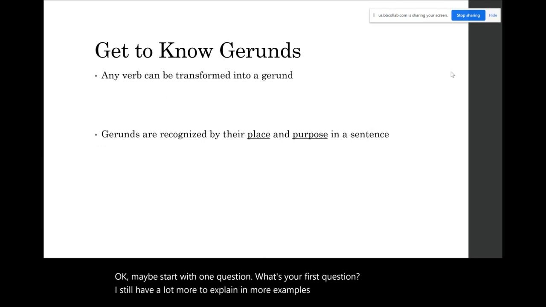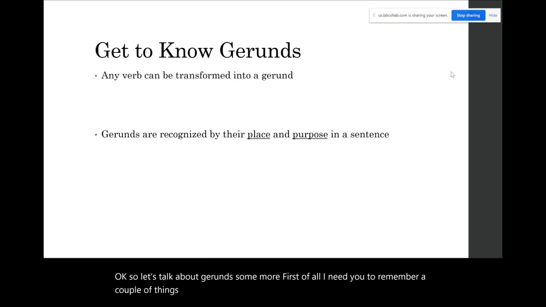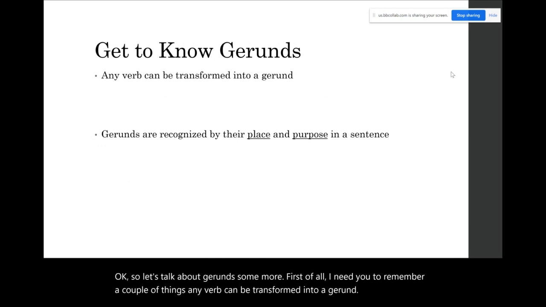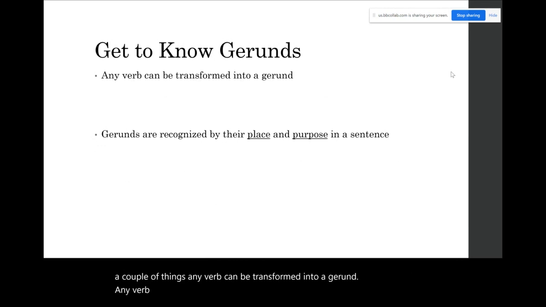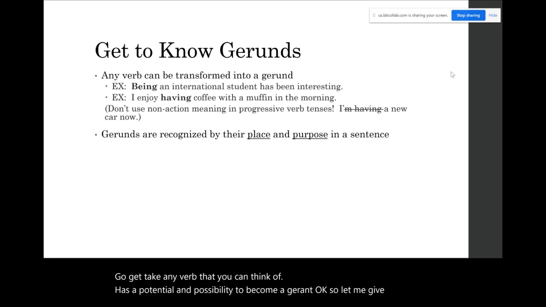Maybe this will help. Okay, so let's talk about gerunds some more. First of all, I need you to remember a couple of things. Any verb can be transformed into a gerund. Any verb. So when you think of the be verb or go, get, take, any verb that you can think of has a potential and a possibility to become a gerund. Okay, so let me give you a couple of examples.